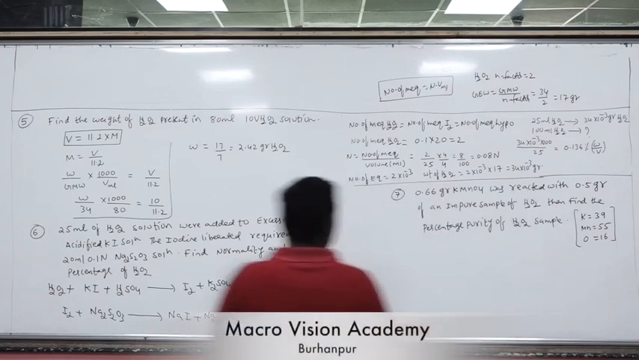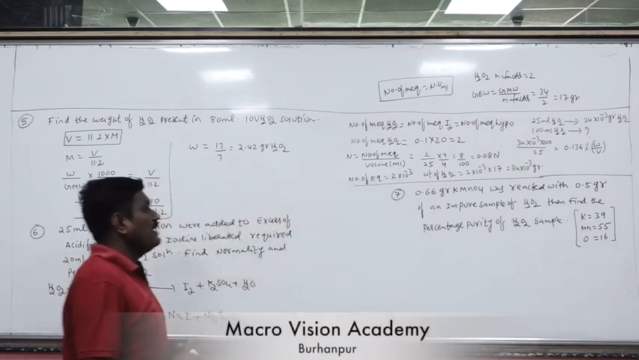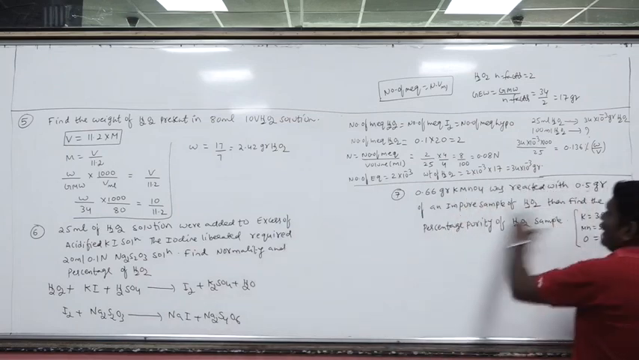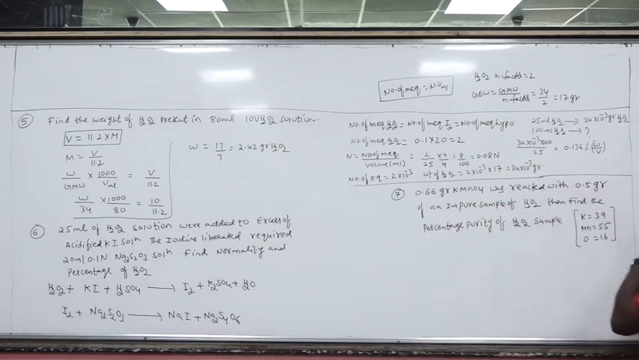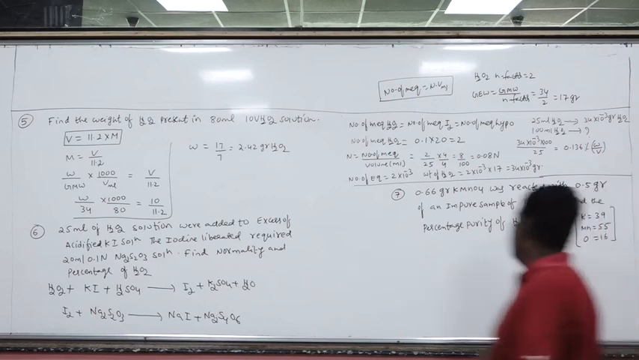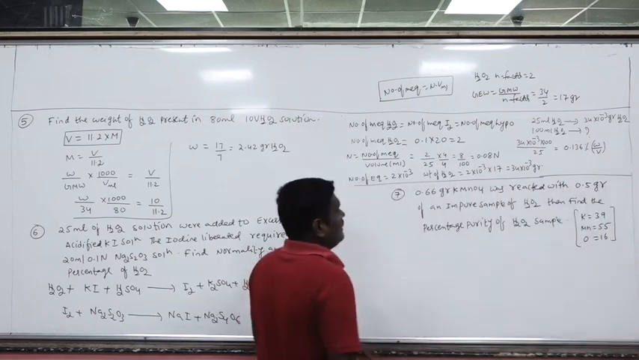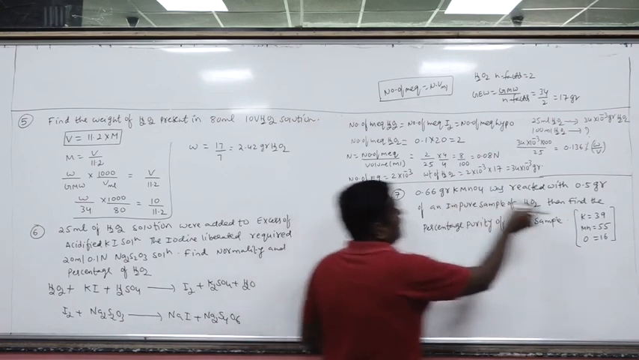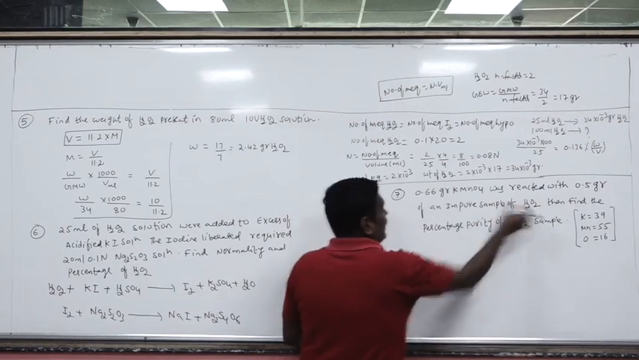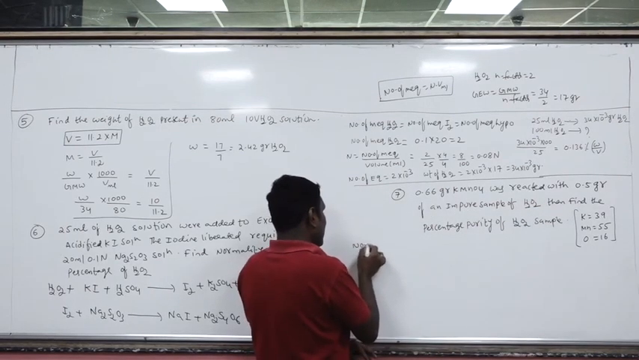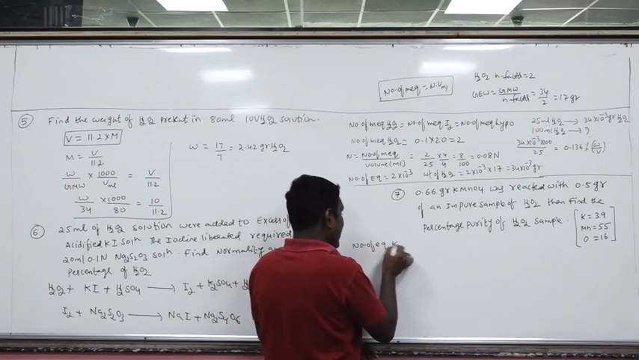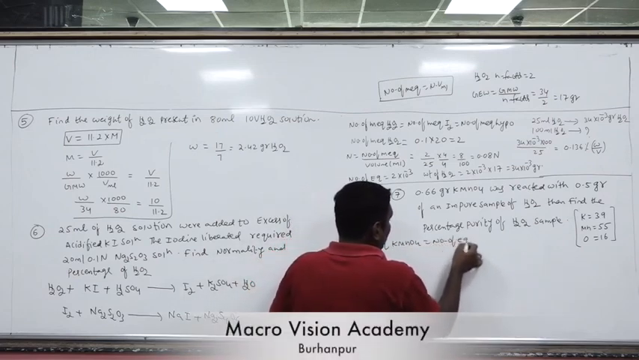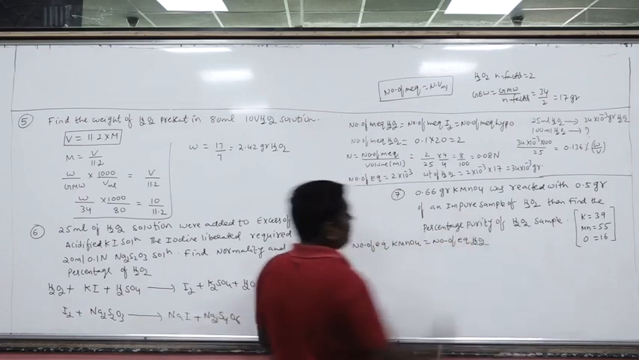And one more question is there. 0.66 grams of potassium permanganate oxidizes 0.5 grams of an impure sample of hydrogen peroxide. Now, percentage purity. Here again the concept is that the number of equivalents of KMnO4 should be the same as the number of equivalents of hydrogen peroxide. So what I am writing here: number of equivalents of KMnO4 is equal to number of equivalents of hydrogen peroxide.